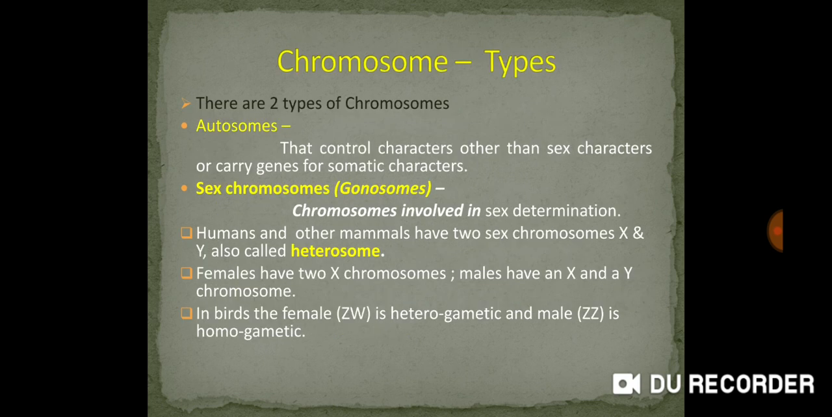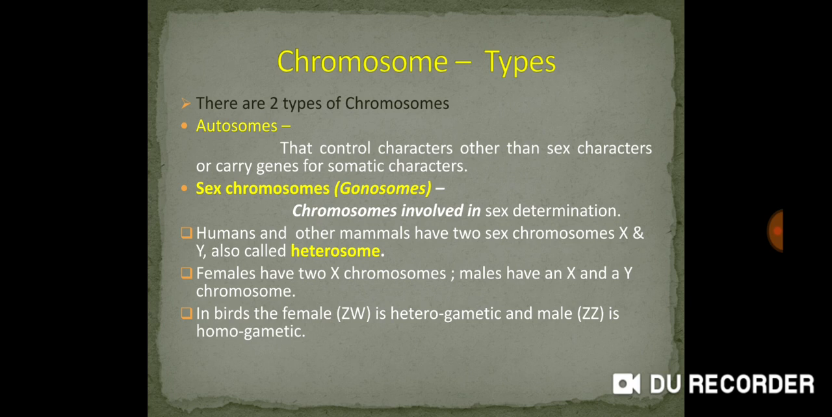Chromosome types. There are two types of chromosome. First is the autosome. It controls characters other than the sex characters, or carries genes for somatic characters, that is skin color, hair color, etc. Next is the sex chromosome, which is also known as gonosome. It is the chromosome involved in sex determination.